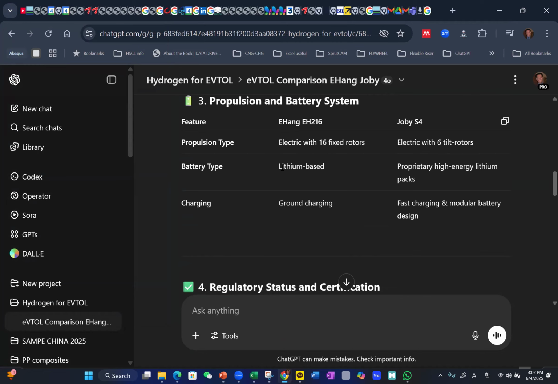Battery type: lithium-ion battery, and proprietary high energy lithium-ion packs, but it is still a lithium-ion battery. Okay, and charging: ground charging or fast charging. While this is similar to electric vehicles, it can be regular ground charging or fast charging.